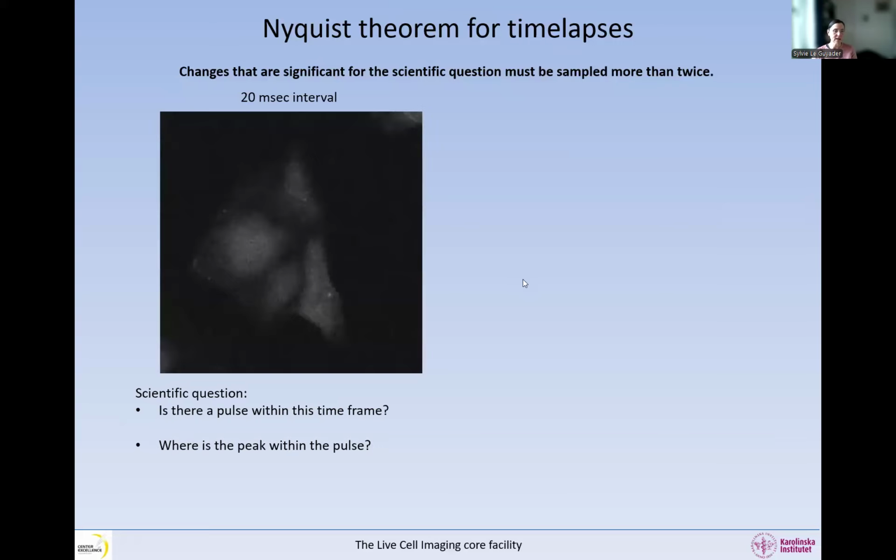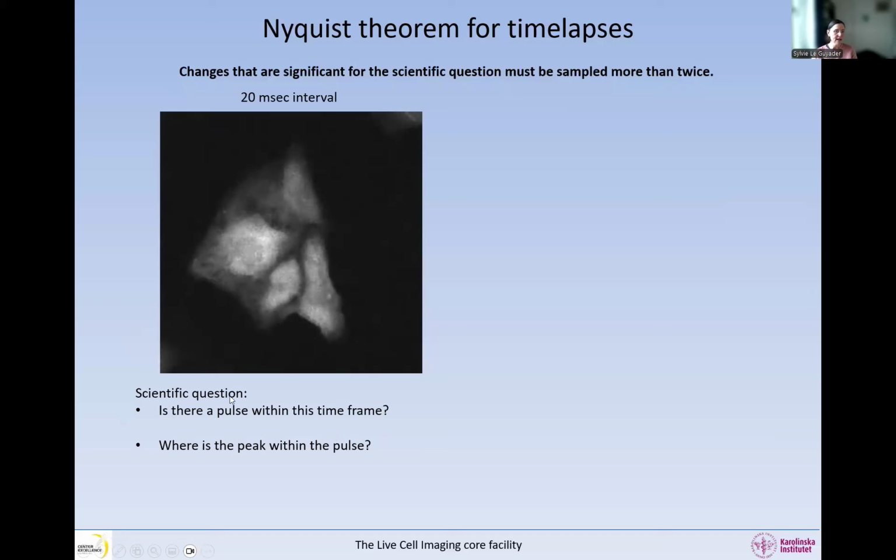We have beating cardiomyocytes, and this is what they look like when my movie starts. Yes, so this is what they look like, and they are pulsing, and we have a calcium sensor in there, so we can see the calcium pulses. Here, I have a 20 millisecond interval, so I am imaging very, very often. I'm imaging 50 times per second, so 20 milliseconds in between the images.